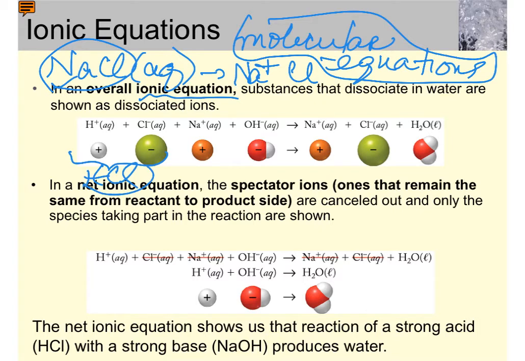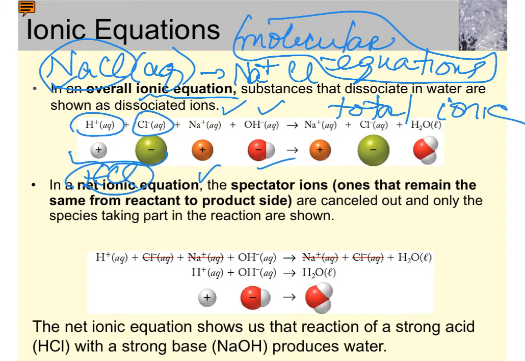But we know that it doesn't exist as an intact HCl molecule, that instead it exists as the individual hydronium and chloride ions. Same thing with this base, sodium hydroxide, which is also an ionic compound, right? So when it dissolves in water, we're going to have the individual sodium cation and hydroxide anion. Okay, so this is a total ionic equation. Overall ionic or total ionic. It shows all of the ions.